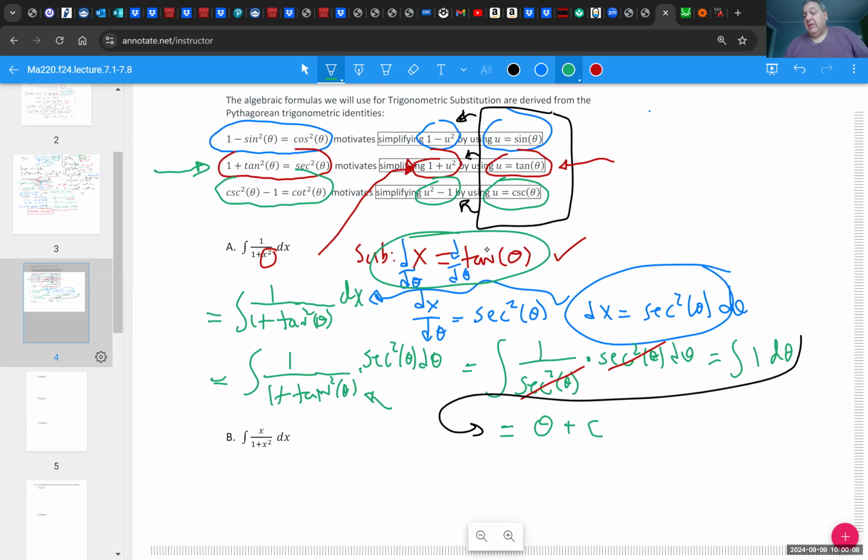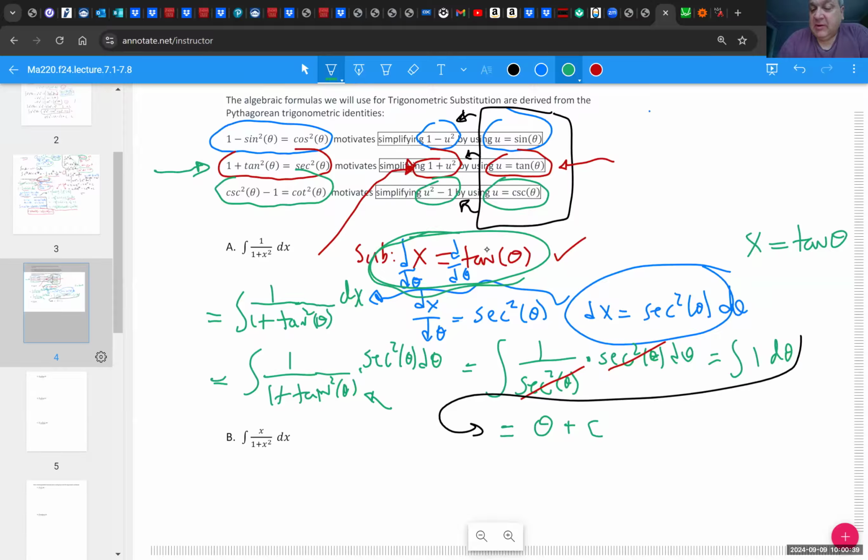Now, just like in the previous substitutions, you'll have to put your answer back in terms of the original variable. Looking at this problem, the original variable was x. So we need to get this back in terms of x. And just like in our previous substitutions, the way we get the variable back into x is by using the substitution we made up. I'll write it over here: x equals tangent theta. We're going to use this original substitution to substitute back into the original variable.